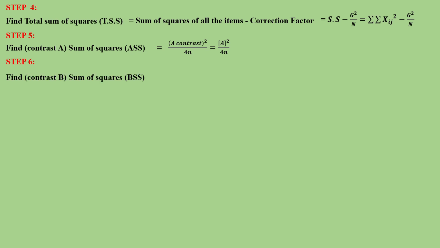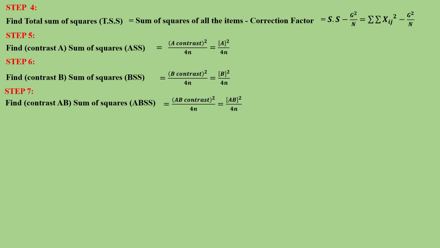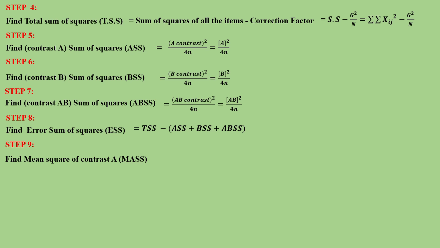Next, contrast B sum of squares, BSS, B contrast squared by 4n. Then contrast AB sum of squares, ABSS, AB contrast squared by 4n. Next, find the error sum of squares, ESS, TSS minus ASS plus BSS plus ABSS. Find the mean sum of squares, contrast A, MASS. Contrast A sum of squares, ASS by degrees of freedom V1, that is equal to 1 only, right? That is ASS, right?